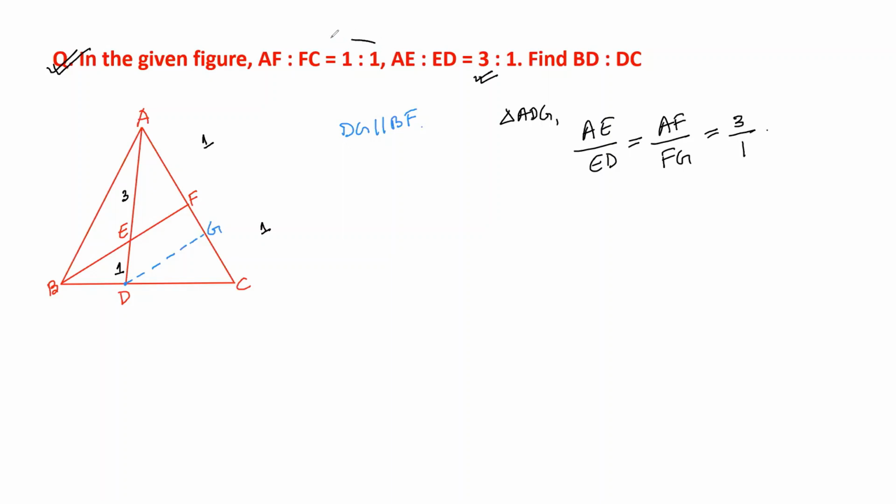Now AF is to FC is in the ratio of 1:1 and AF upon FG is in the ratio of 3:1. So from this we can say that FC upon FG will also be in the ratio of 3:1. Now FC upon FG are in the ratio of 3:1. So we can say that FG upon GC will be in the ratio of 1:2.